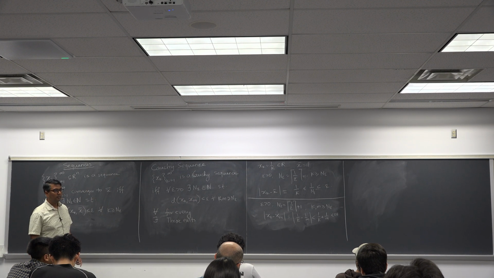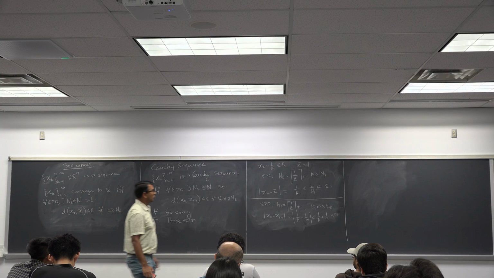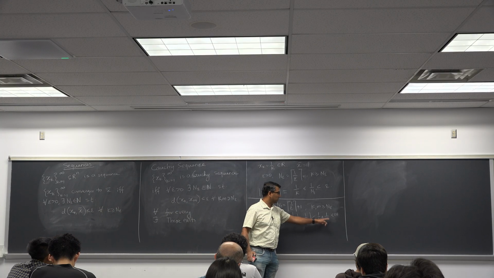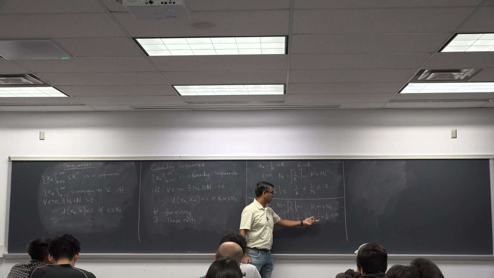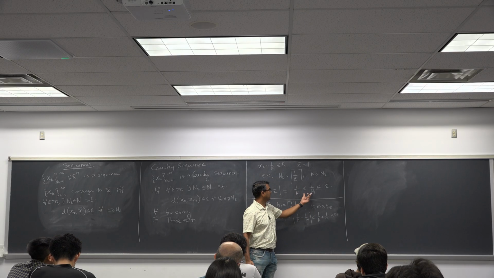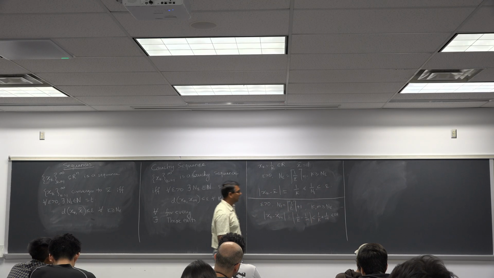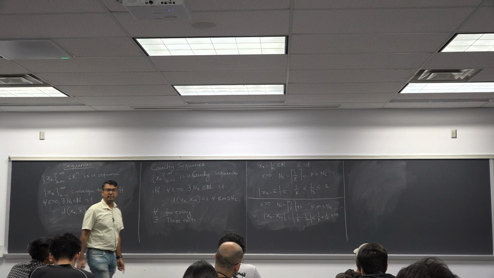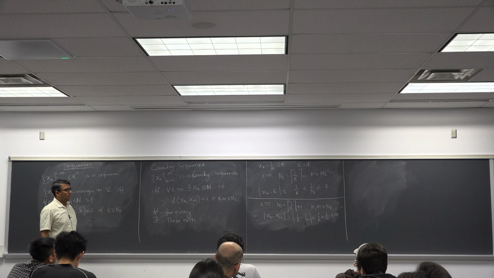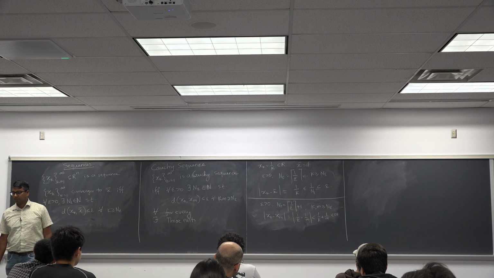Where did 2 epsilon come from? So 1 over k is less than epsilon and 1 over m is less than epsilon, because both k and m are greater than n epsilon. So by the same reason here, it's less than 1 over n epsilon, which is less than epsilon. So that's where 2 epsilon comes from. Any other question?